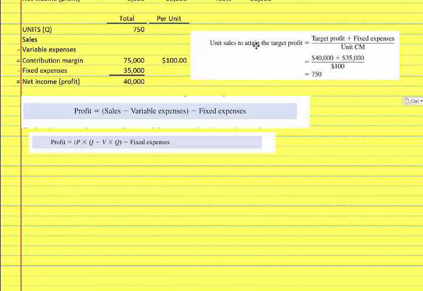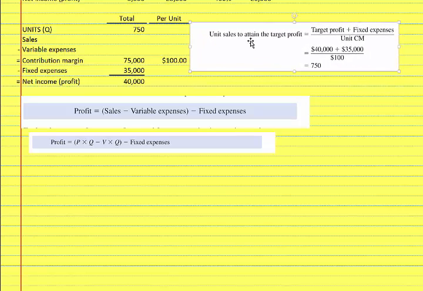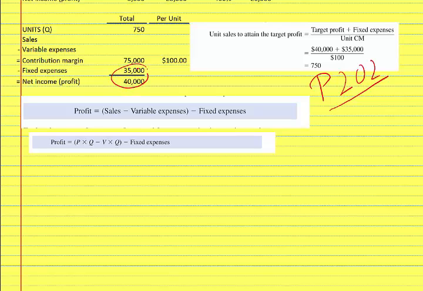Your book makes these computations on page 202. And notice they do the same thing that we did. We added 35,000 and 40,000 to get to 75,000. And that's exactly what they do. The 40,000 and 35,000 are added together, and then we divided that by 100 to get 750 units. Your authors divide by 100 and get 750 unit sales to attain a target profit of $40,000.